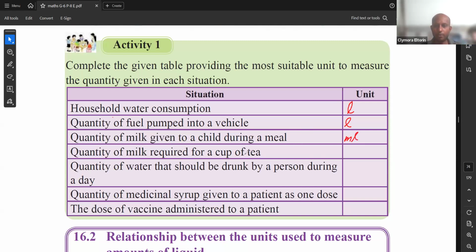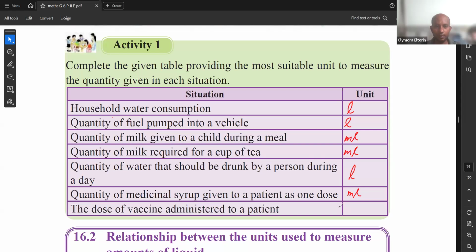Quantity of milk required for a cup of tea is also a very small amount, so it's suitable to measure with milliliters. Quantity of water a person should drink during a day: the minimum a person should drink is at least 2 liters, so liters should be here. Quantity of medicinal syrups: when you become sick, you are given syrups, and those are measured in milliliters, a very small amount.